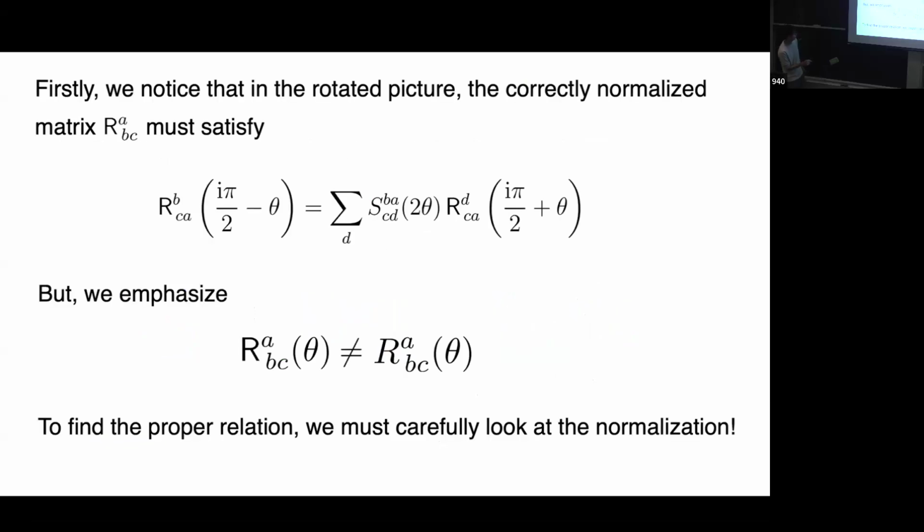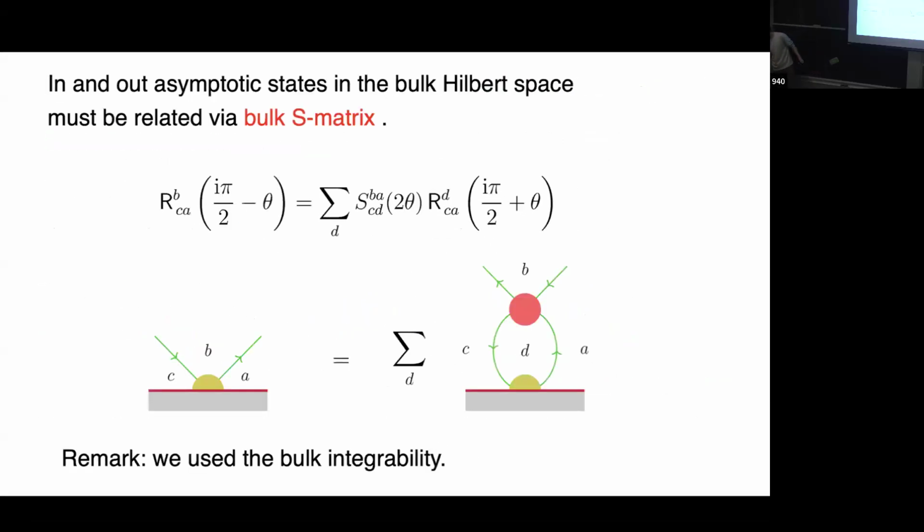To find the proper relation here, we must carefully look at the normalization. I don't really understand again the derivation of the first equation. This one? Yeah, because now it's the same R. So this is with no reference to the rotation. There is no crossing here. You're just inserting a complete set of states using bulk integrability. Exactly, there is no crossing, so there's no room.